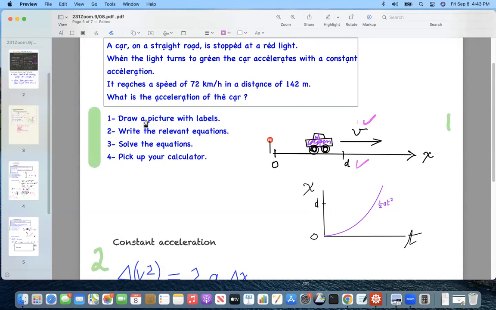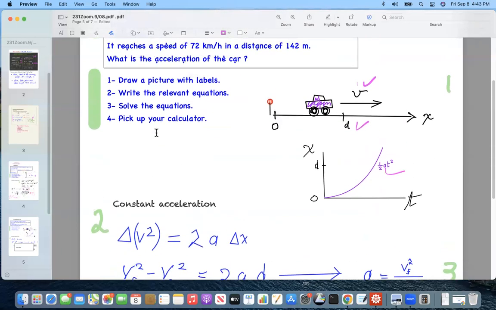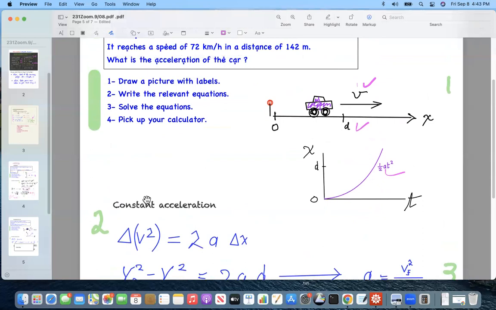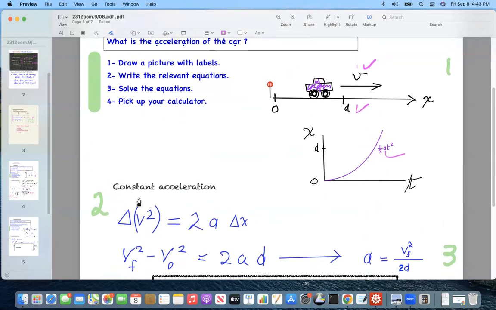And now what I'm trying to figure out is the acceleration. So I want to know what a is. So that's step one. Now step two, write the relevant equations. Well, this is constant acceleration. So I know the three famous equations for constant acceleration. The third equation is the one I want. It's the equation that relates speed and distance. That equation is delta v squared equals 2a delta x. That was the third of those three equations for constant acceleration.